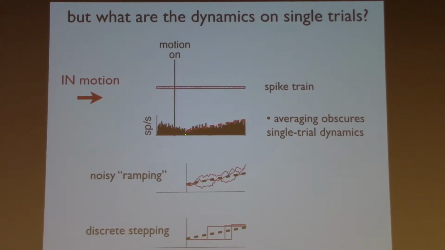But another way to get an average that looks like a ramp would be with a discrete stepping process where in each trial I have a step from one lower firing rate to a higher firing rate. If those steps happen at different times on different trials, then the average of these steps could also look like a ramp. And so our goal is to design some powerful statistical machinery for testing these two different models of the data. All right? That's the setup.